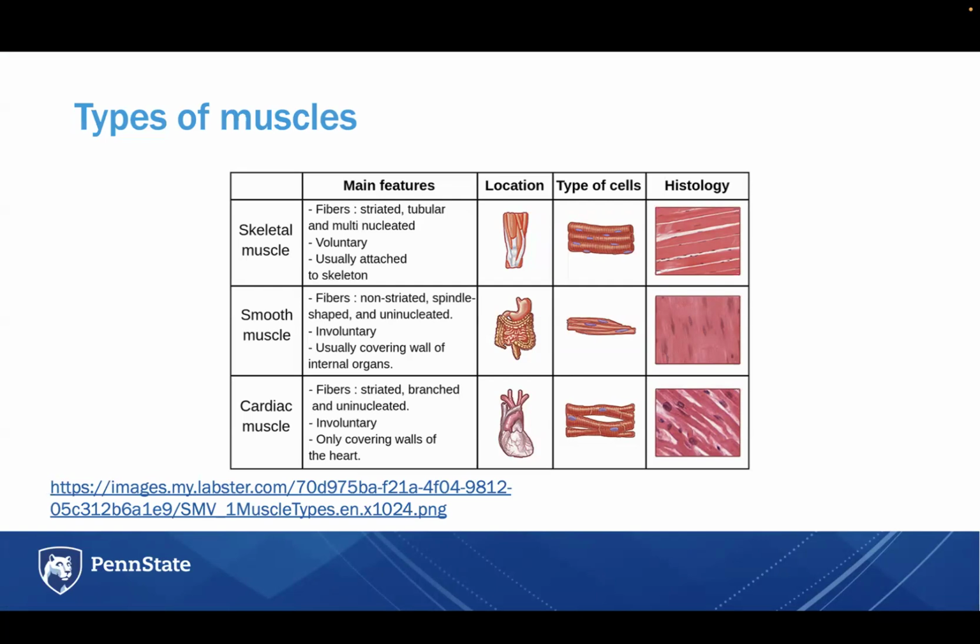The second type of muscle is a smooth muscle, and its fibers are non-striated, spindle-shaped, and uninucleated, which means that they only have one nucleus. They're involuntary, which means that they cannot be controlled consciously, and they usually cover a wall of internal organs.